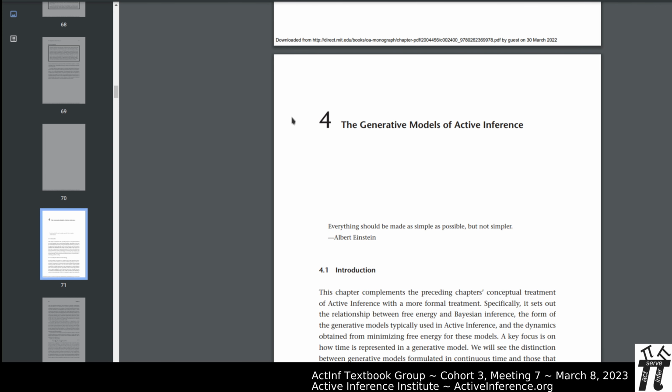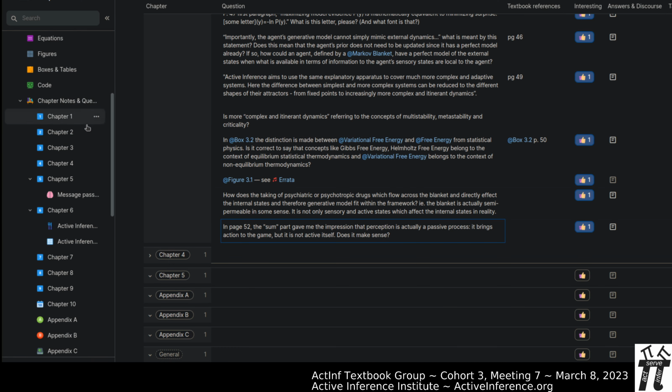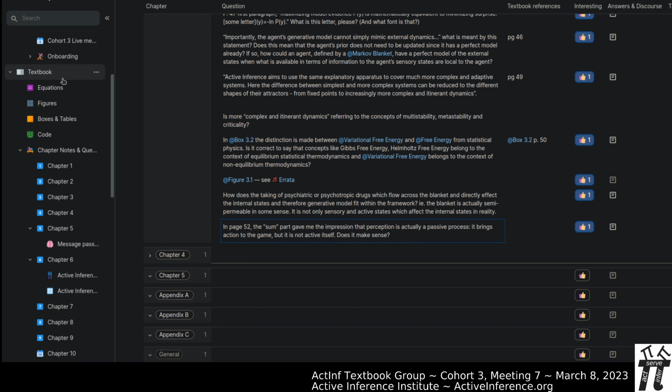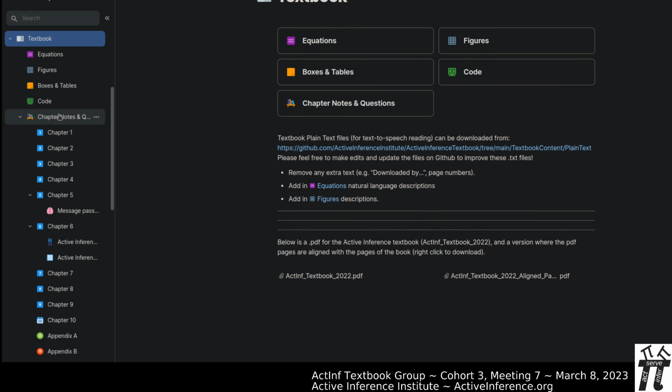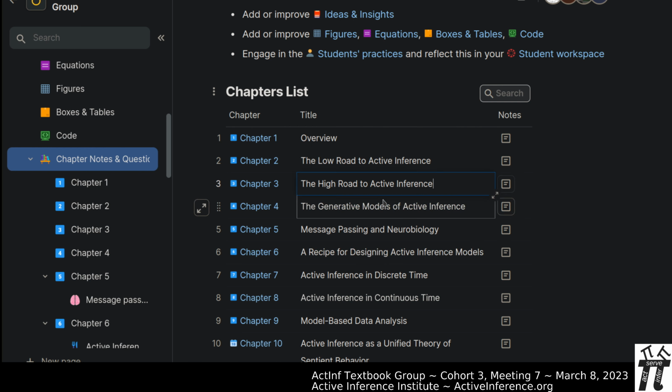Okay, let's look ahead to chapter 4. So, we are in chapter 3, the high road. Notice that chapter 2 and chapter 3 are the low road and the high road to active inference. So, we haven't begun ActInf yet, but we've gotten to there. But right when we were on the outskirts of the city, we pulled away. I don't know, not really, but kind of.